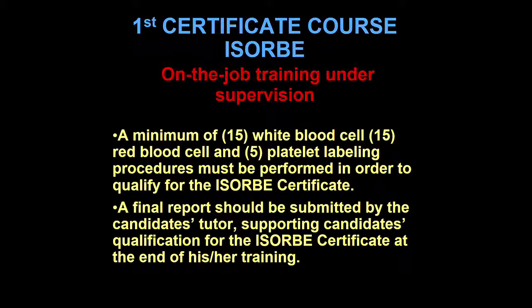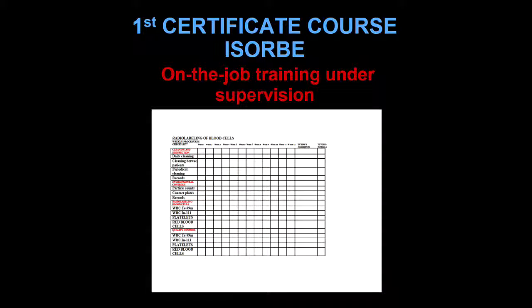And then we have a requirement of 6 months on-the-job training under a supervisor approved by us. So it would be, of course, an authorized nuclear medicine physician or authorized nuclear medicine pharmacist. So they will label a certain number of white cells, a certain number of red blood cells, and platelets. Platelets is not a requirement. It's optional. And then a final report comes to us from that tutor, and then we will issue a certificate. This is the worksheet of that on-the-job training supervision.